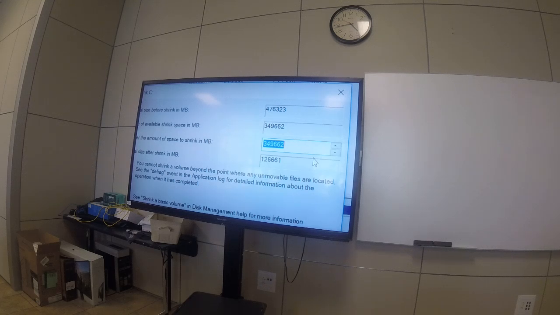Now, there is a concept known as over-provisioning on SSDs, which is very important. And you all should have gone over that in A+. But we're not going to talk about it now.